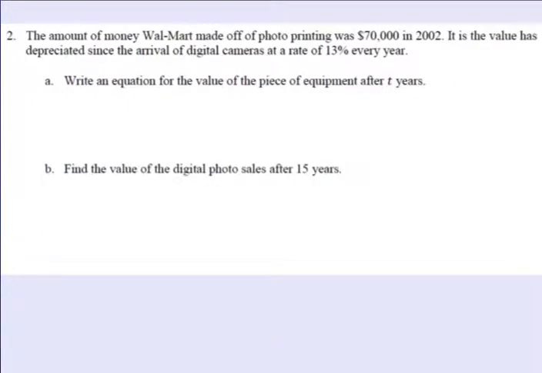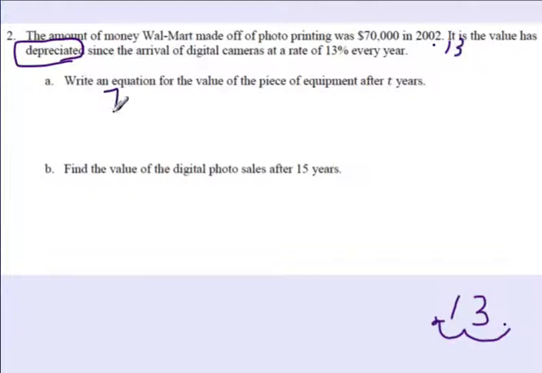Now, let's go ahead and take a look at number 2. It says the amount of money Walmart made off of printing was $70,000 in 2012. Its value has depreciated. Now, depreciated indicates going down, so that means we need to use the exponential decay equation since the arrival of the digital cameras at a constant rate of 13% per year. So we have this 13%, so we need to move the decimal point left 2 places. So that's going to make our R 0.13.